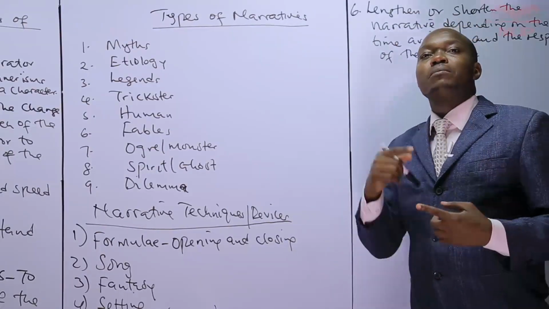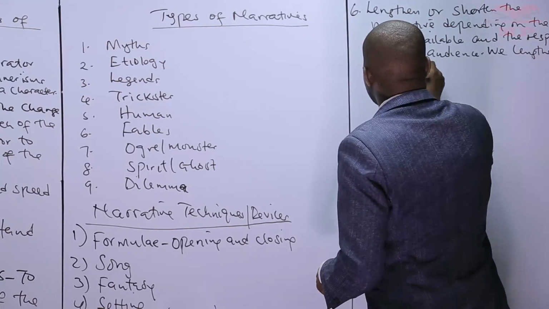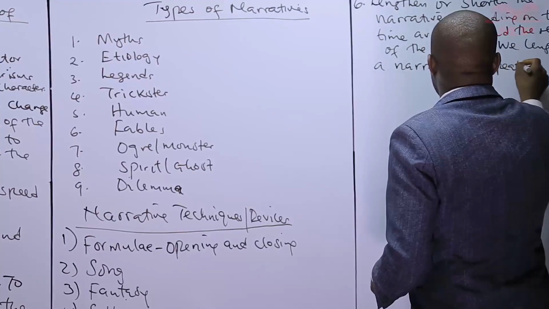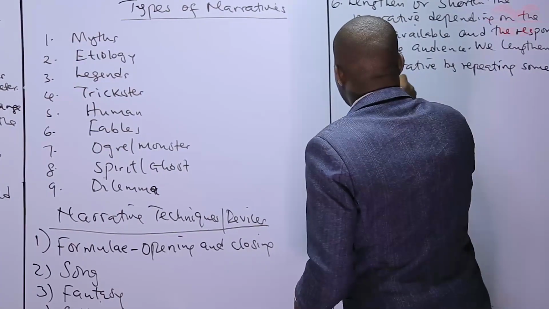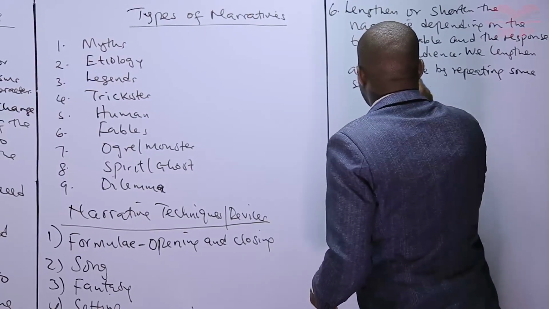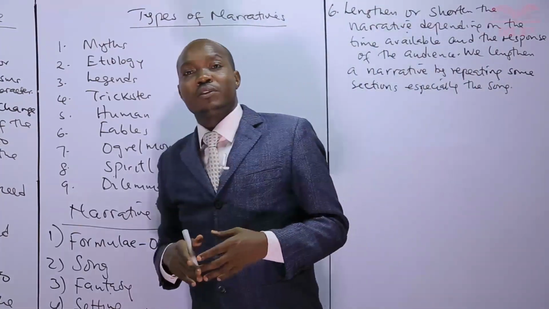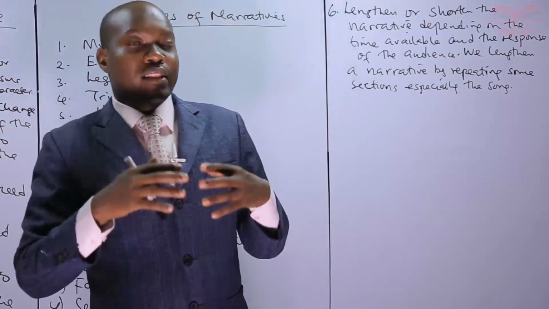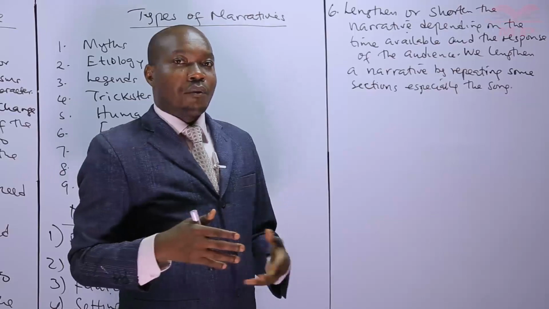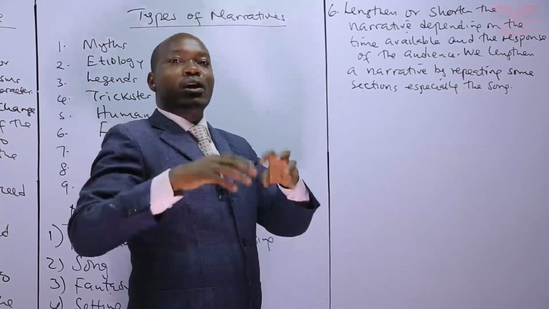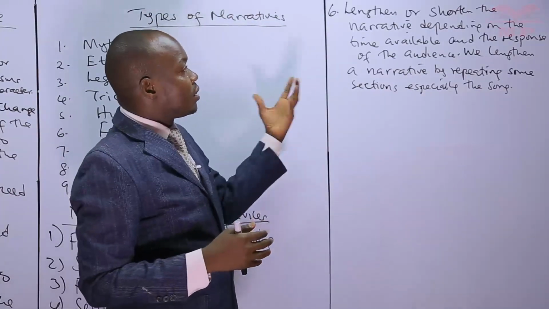And how do we lengthen a narrative? By repeating some sections, especially the song. Remember we said that most narratives include songs. So the narrator will repeat that song, and in the process is making this narrative longer. We also talked about involving your audience in the narration. So when we have a song in the narrative, you let your audience join the narration by singing along with the narrator. In that case, you are lengthening the narrative.